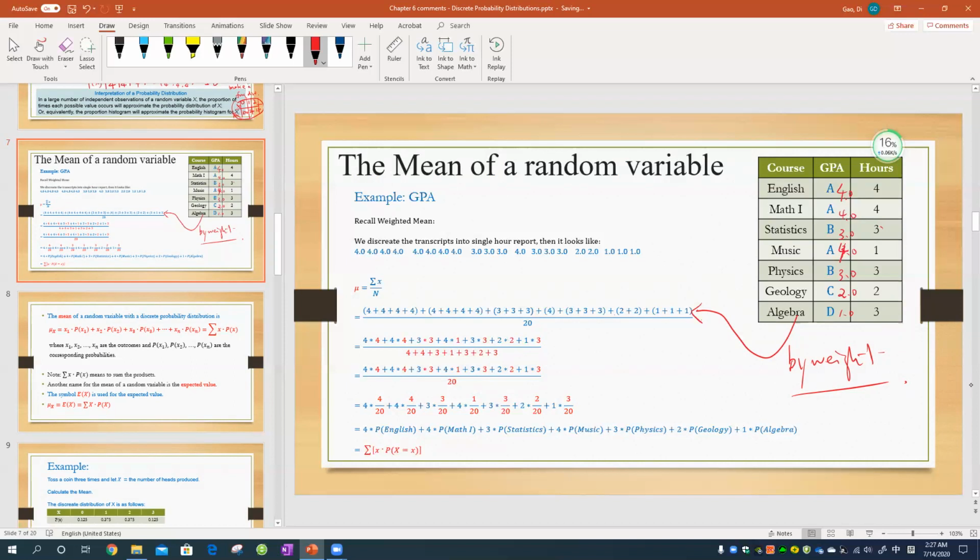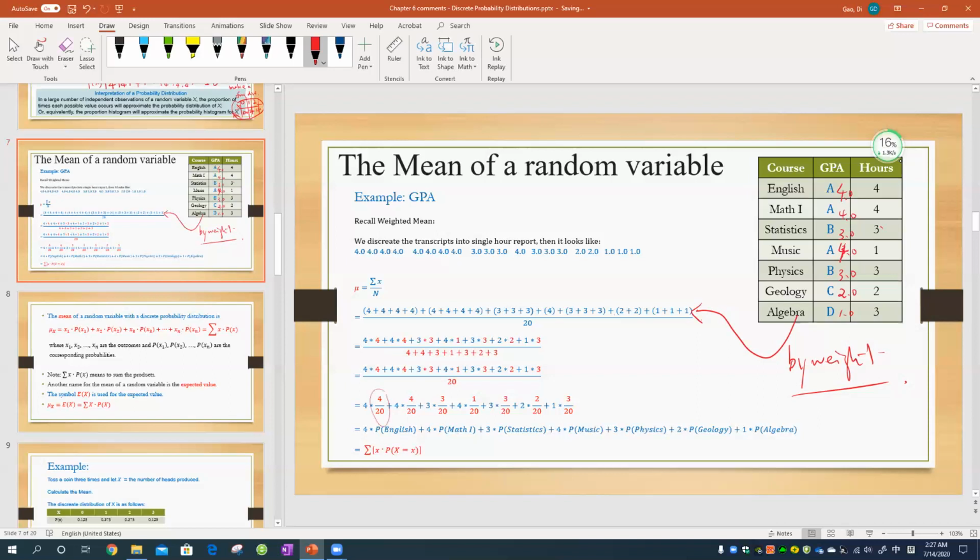So then 4 times 4. All the red colors represent the weight or hours, and we have a total of 20 hours, no problem. And then for each one, because this is a sum in the numerator with a common denominator 20, you can rewrite it as 4 times 4 divided by 20 plus 4 times 4 divided by 20, and then 3 divided by 20.